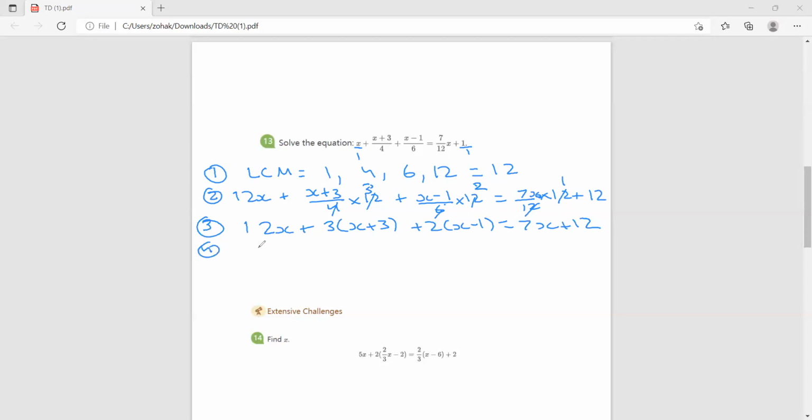When you expand the brackets, you would get 12x plus 3x plus 9 plus 2x minus 2 is equal to 7x plus 12. Okay, and now we are going to be taking all the x's to one side and the normal numbers on the other. When we do that, everyone, we should get 17x minus 7x is equal to 12 minus 7. So what we're left with is 10x is equal to 5, therefore x is equal to a half. So your answer for this question should have been a half.